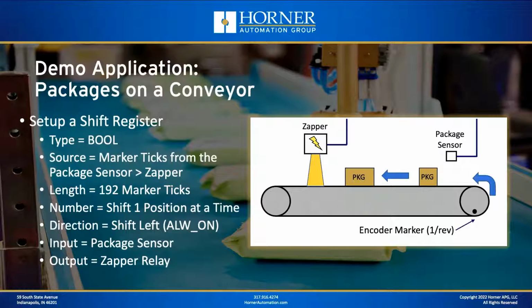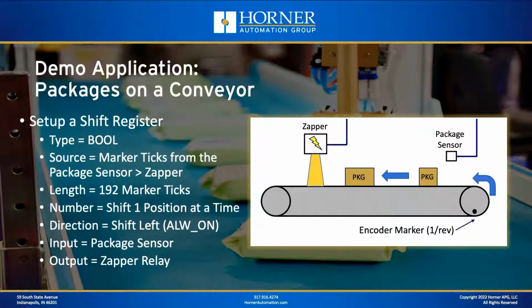Now, we're going to shift it to the left, and then what are we going to shift into the shift register? Well, it's going to be a package sensor value, 1 or 0. So if a package is present when a marker tick comes around and a shift is performed, then we're going to shift a 1 in. If on the next tick of the conveyor, 1 inch later, that package is still present, we're going to put another 1 in.